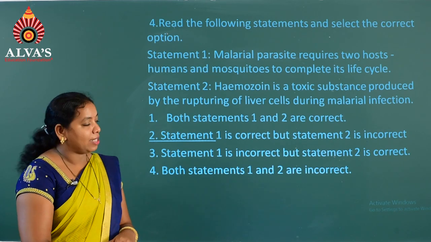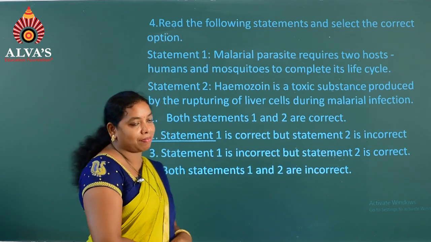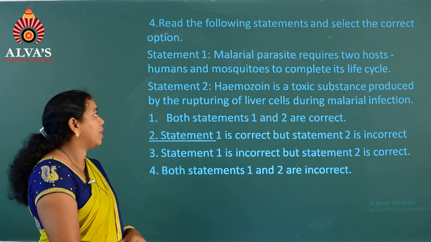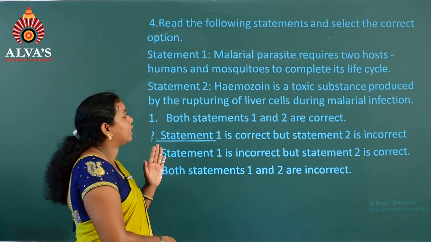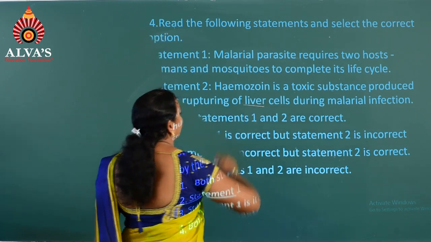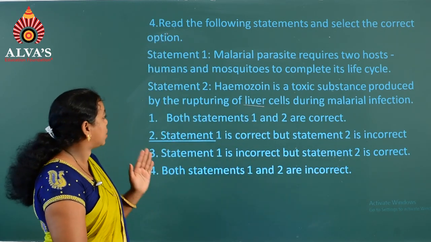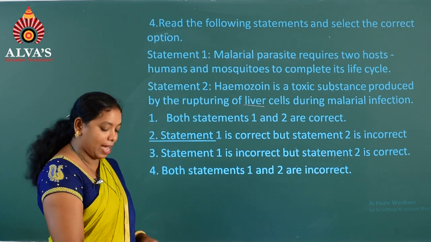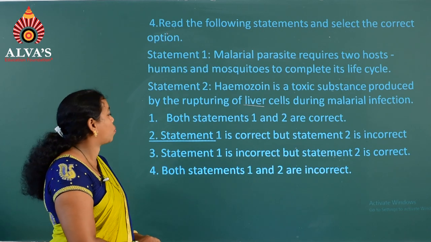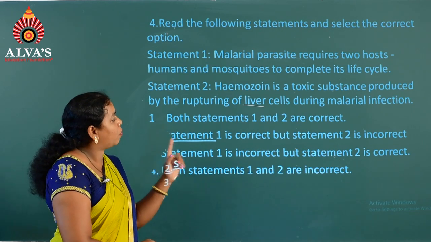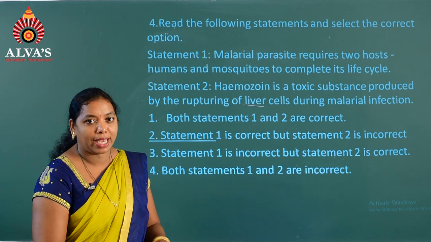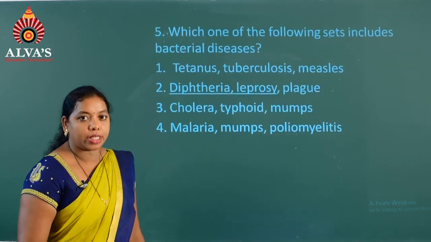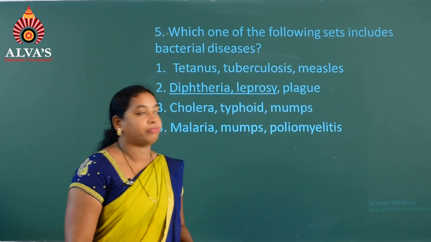fever. And hence we can see that the first statement is right, whereas the second statement is wrong. Here we have to underline the words liver cells, because Haemozoin is a toxic substance produced by the rupturing of RBC, not a liver cell. Hence the correct answer for this question is: statement 1 is correct, but statement 2 is incorrect. So the second option is the right answer. We are going to discuss the next question, number 5.